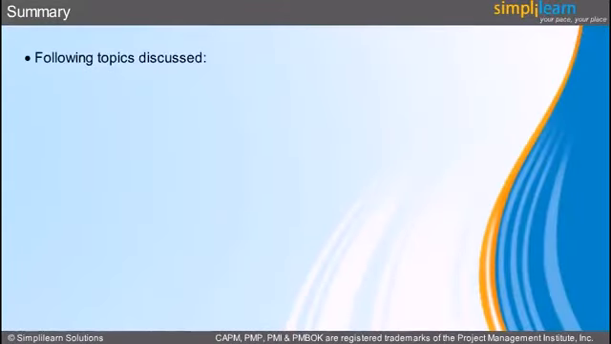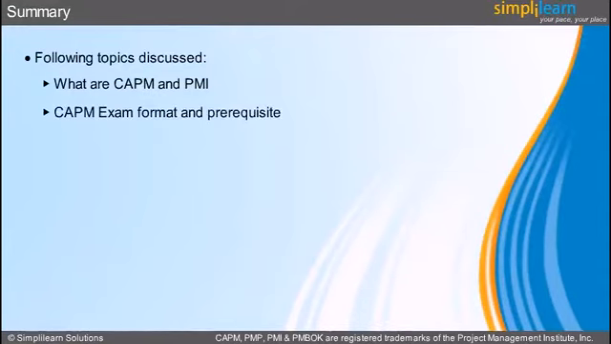This marks the end of our Lesson 1. Let's do a quick recap of what we learned so far. In this lesson, we learnt about what PMI and CAPM are. We also got some information about the CAPM exam format and looked at the prerequisites of taking up the CAPM exam. Finally, we covered the syllabus of the CAPM examination, where we explained the 5 process groups, the 10 knowledge areas, and the 47 project management processes.